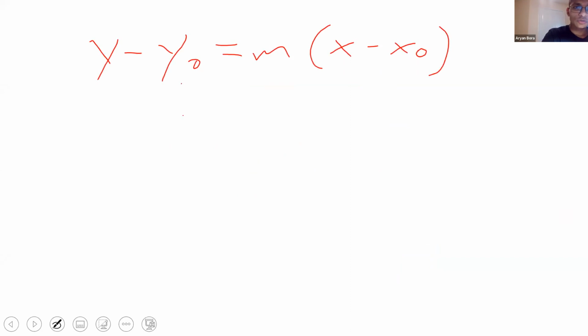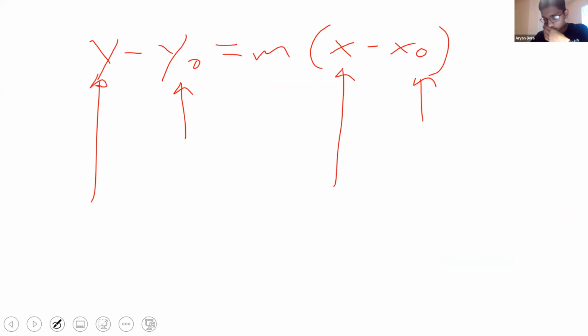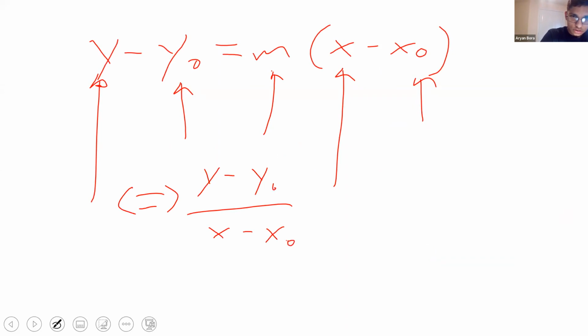Some other ones that you should definitely know: y minus y naught equals m times x minus x naught. Basically, we know this is a point on the line, and then these are just arbitrary coordinates which will be on the line too, and this is the slope of the line. This works because y minus y naught over x minus x naught is equal to m. This just fixes a point on the line, and because the slope of a line is always constant, we can easily find a relation between the y and x values of any point on the line.